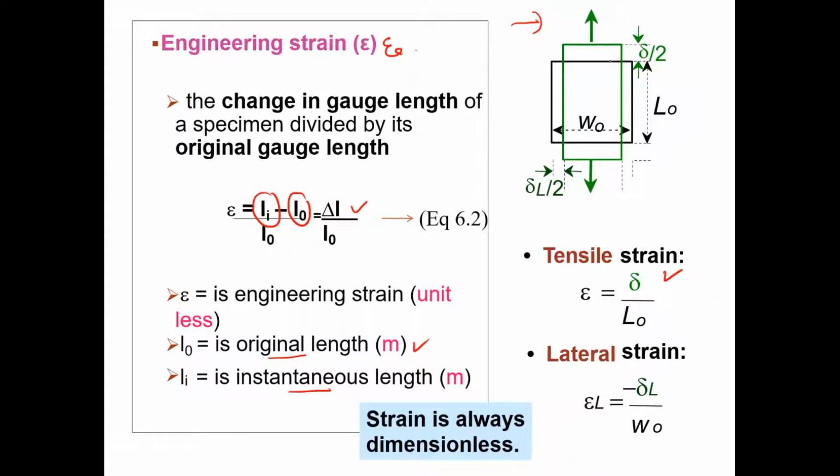Delta refers to the difference between the original length and the final or instantaneous length. And for the lateral strain, we have this, epsilon L, which is equal to minus delta W over W naught, with the minus because the lateral dimension is decreasing. This is W naught, the original one.